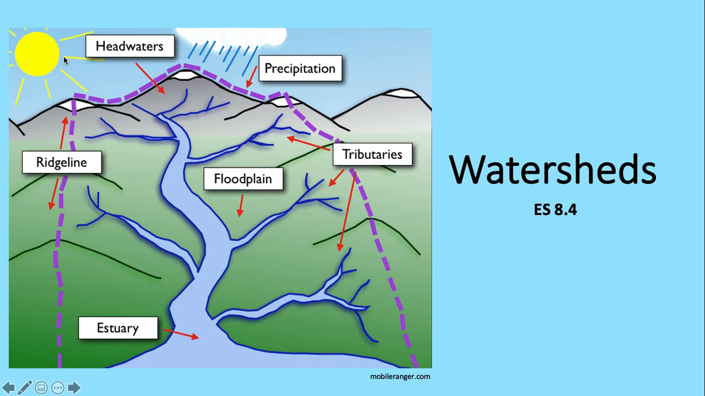Tributaries are shown here. They're different streams that feed the larger river. The headwaters are the beginning of the stream. The floodplain is the area that might flood every once in a while, and an estuary is where a river meets a body of salt water.